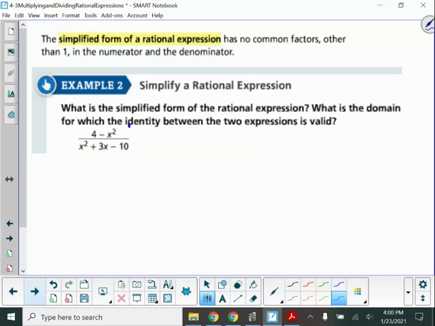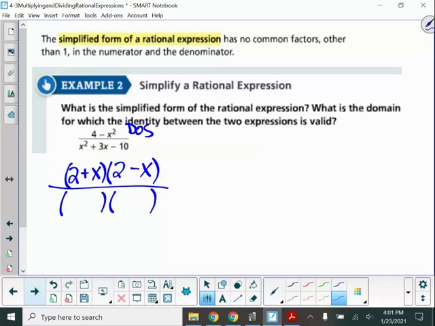So my numerator has no common factors. 4 minus x squared, that is a difference of squares. So it's going to factor into 2 sets of parentheses, 1 plus, 1 minus. I take the square root of both terms and put them in parentheses. The bottom also has no common factors, but that's a trinomial. So that's going to factor, I'm going to have an x and an x. And then I want factors of negative 10 that add to make 3. That is going to be a minus 2 and a plus 5.